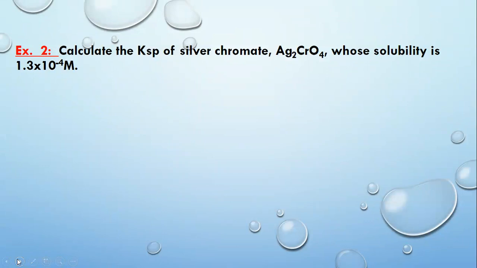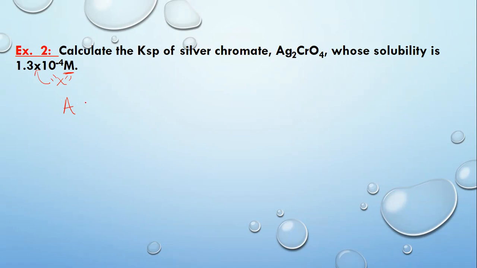All right, example 2. Calculate the KSP again of silver chromate whose solubility is 1.3 times 10 to the negative 4. So notice this is in molarity already, so there's nothing to convert. It's already in molarity. This is your solubility, which means when we do our ICE table, this is going to be our value for X. So let's write our ICE table out.